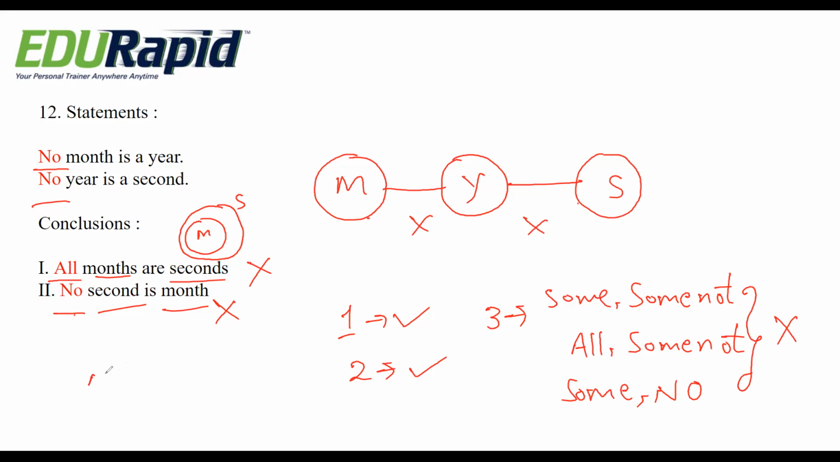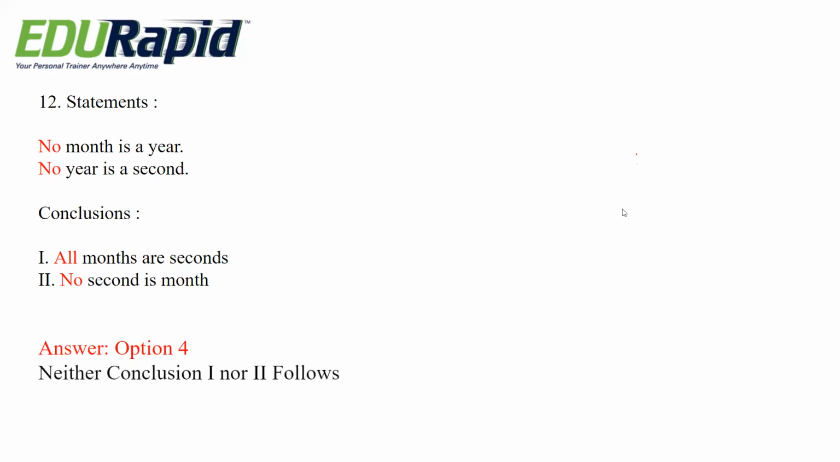So the right answer is neither one nor two follows, because the third condition does not follow. So option 4 is the correct one. That is, neither conclusion 1 nor 2 follows. Coming to the next question. Statements. No plain is hill. Some hills are towns. Conclusions. No town is plain. Some towns are plain.